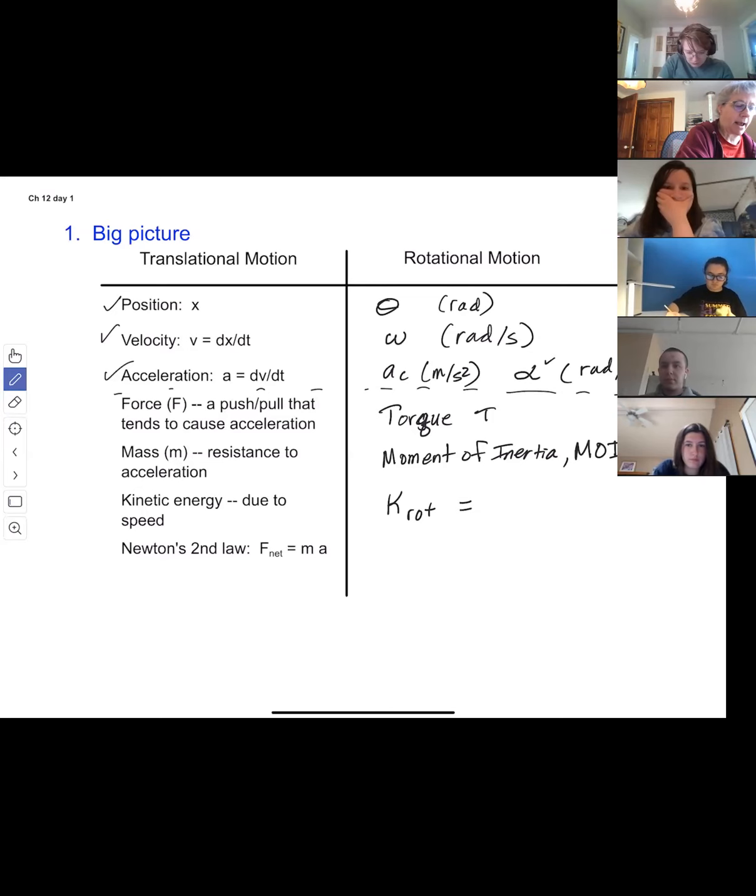We had in the past one-half mass times velocity squared for K rotational. Well, it's going to be the equivalent of mass, which is moment of inertia, right? Times the equivalent of velocity squared. Well, omega was the equivalent of velocity. Okay, and so we can do things with conservation of energy, say, or the work-kinetic energy theorem.